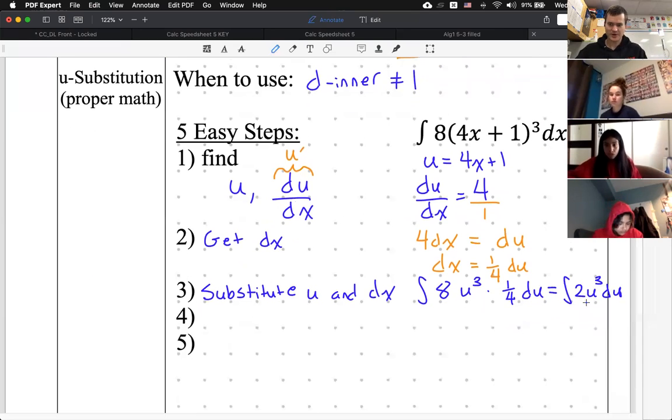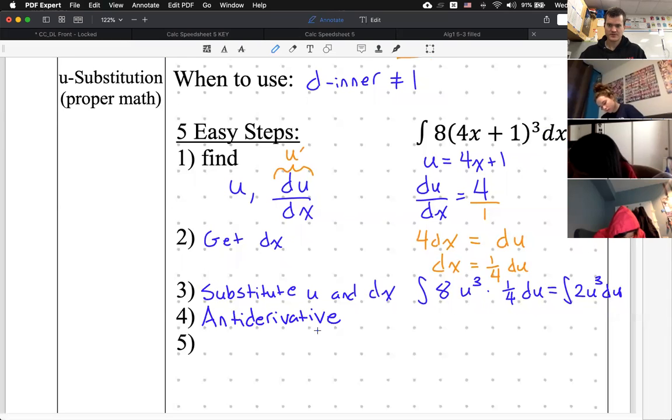Okay, so we have our integral set up, and you probably guessed it, we're now going to actually take the antiderivative. Let's see, Fiona did it last time. Let's give this one to Andrea.